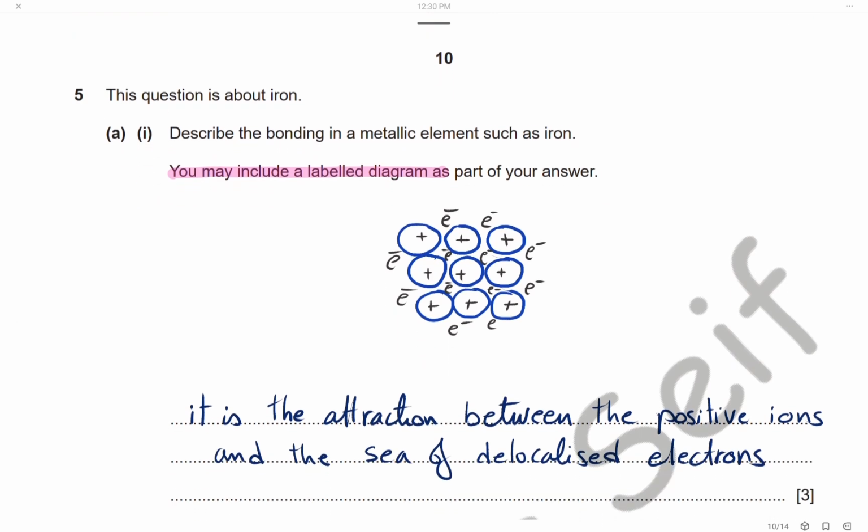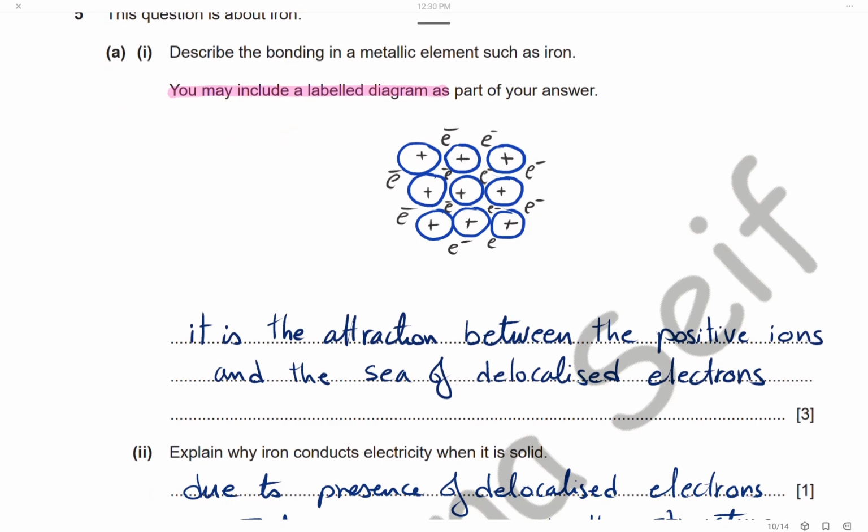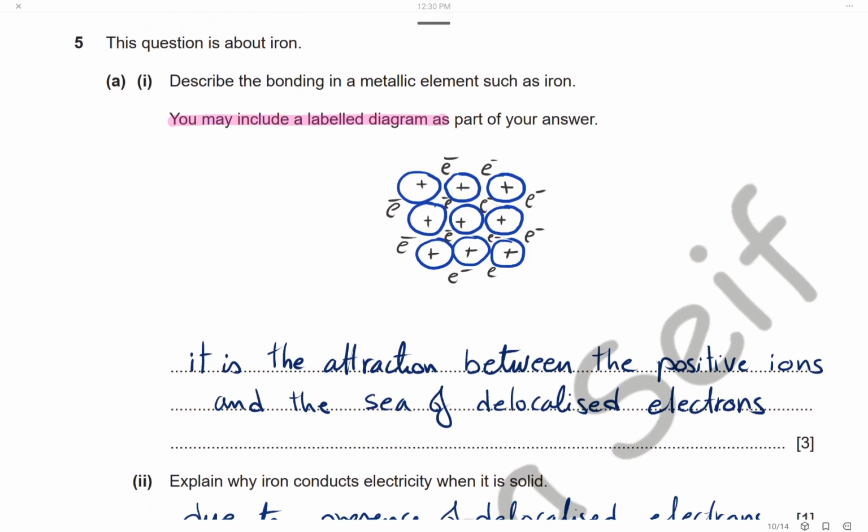Question 5. This question is about iron. Describe the bonding in metallic elements such as iron. You may include a labeled diagram as a part of your answer. The bonding in iron is the attraction forces between the positive iron ions and the negative sea of delocalized electrons. We can label the diagram here to write positive metal ions and negative sea of delocalized electrons.